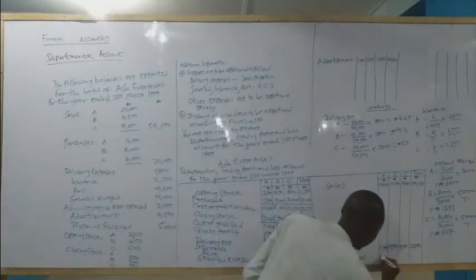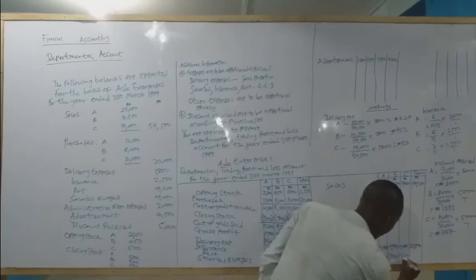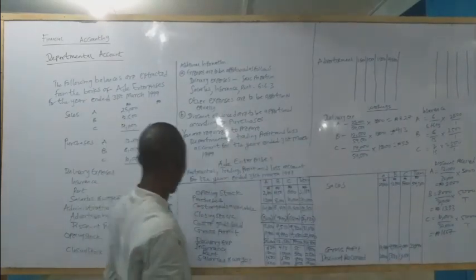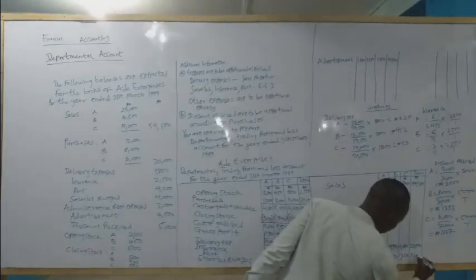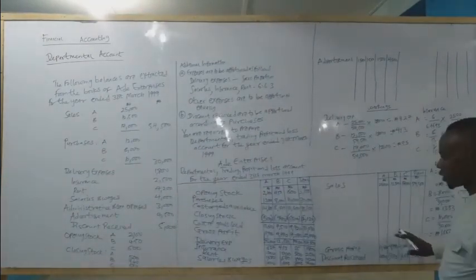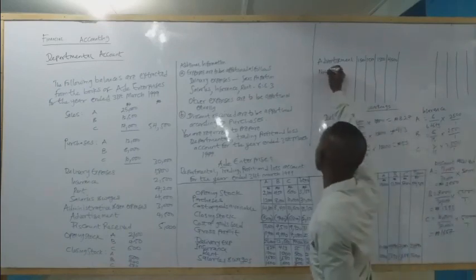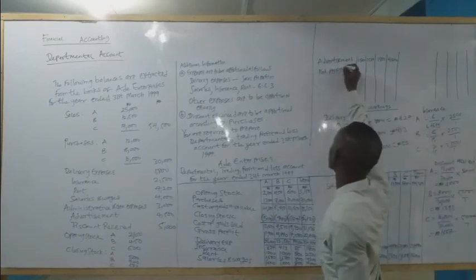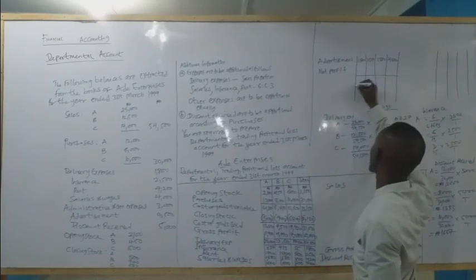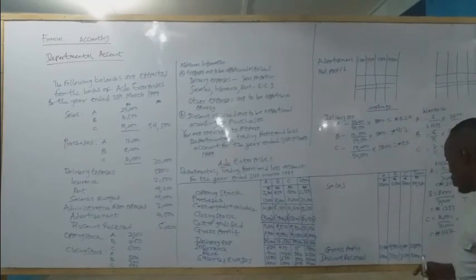So we have 2,000 for department A, 1,333 for department B, 1,667 for department C. When you add all the three, we get 5,000. So the last thing to do now is to get our net profit. So we remove all these expenses to get our net profit. This we balance off. So from here we take them one by one.